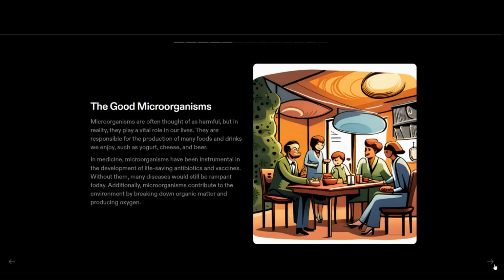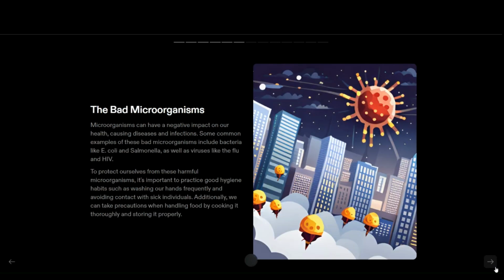So in medicine, microorganisms have been instrumental in the development of life-saving antibiotics and vaccines. Without them, many diseases would still be rampant today. So the next thing is bad microorganisms.